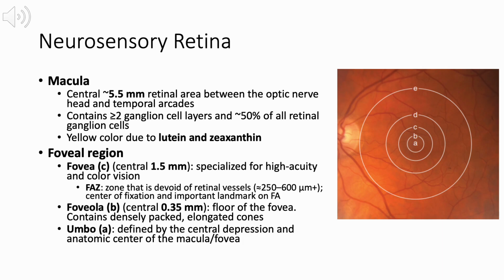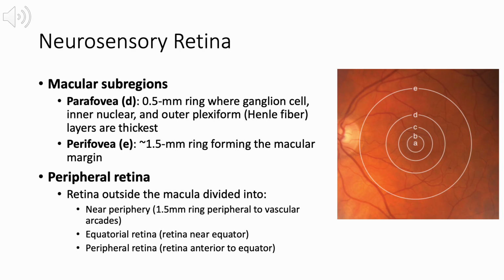At the base of the fovea is the foveola, labeled as region B, which measures approximately 0.35 millimeters in diameter. The foveola forms the floor of the fovea and contains densely packed elongated cone photoreceptors. At the very center is the umbo, labeled as region A, which is defined by the central depression and represents the anatomic center of both the macula and the fovea.